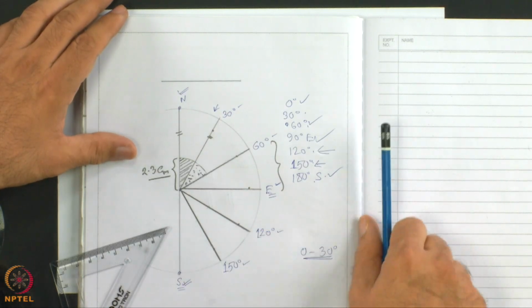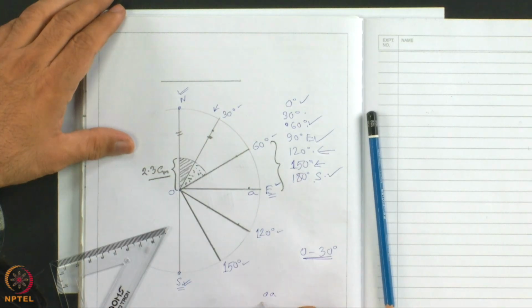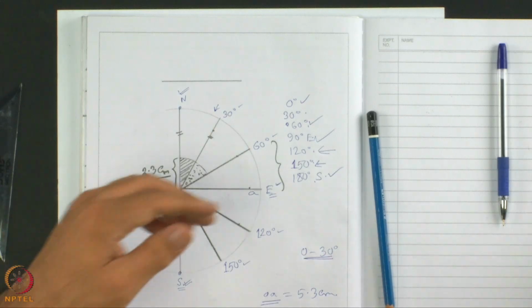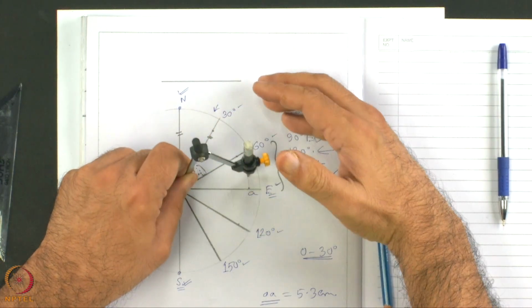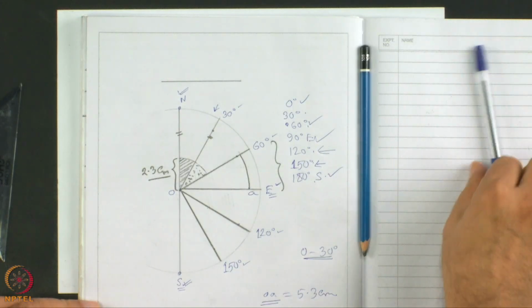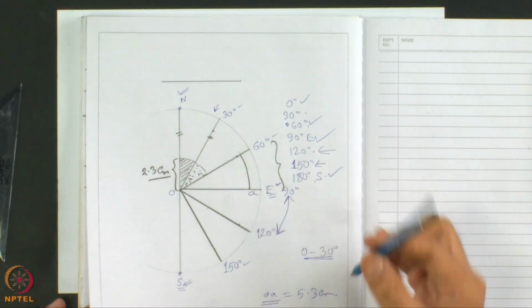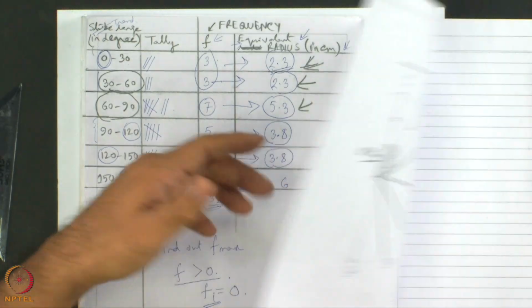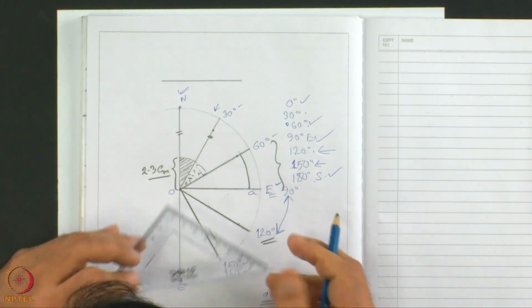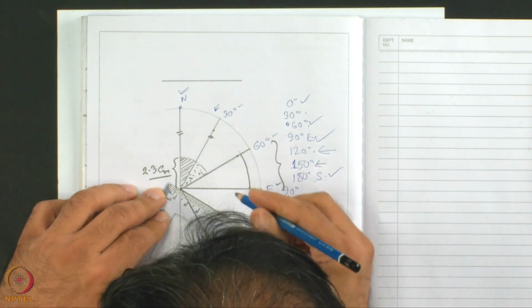So, this means if this point is small a, this point is O, OA distance is equal to 5.3 centimeter. Now, I have to draw an arc of a circle with center as O and OA as the radius. Next, I am going to look at 90 degree to 120 degree, how much is the equivalent radius. 90 to 120 degree, it is 3.8 centimeter. So, on this line I will measure a distance from the center 3.8 centimeter.